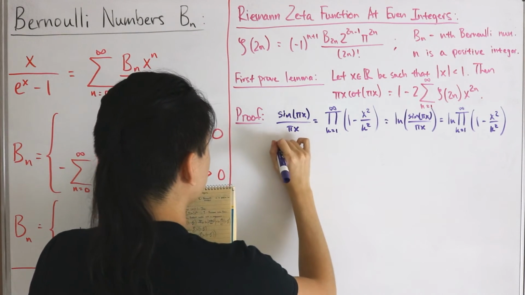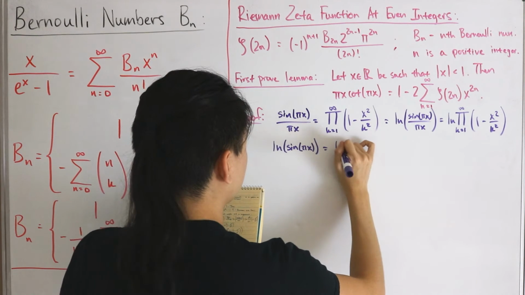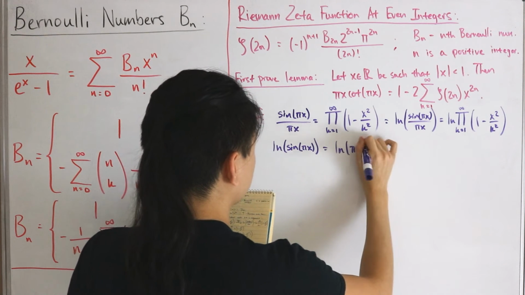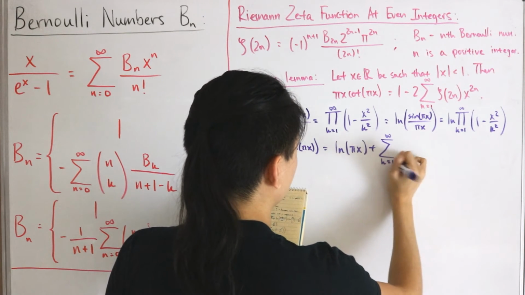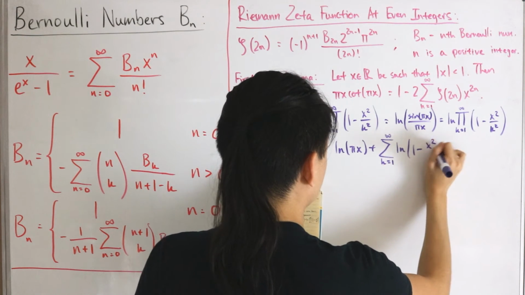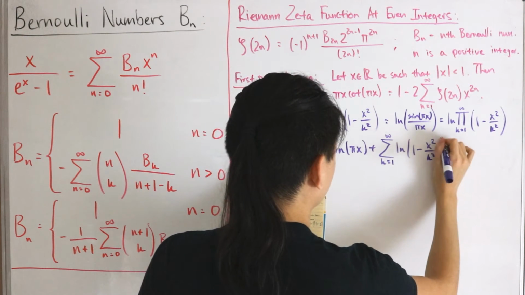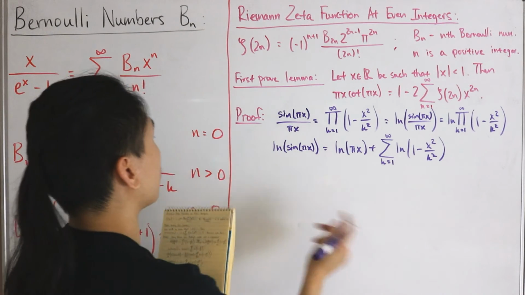So putting this all together, so I have the natural log of sine of pi x is going to equal to the natural log of pi x. And then add this with the infinite sum, then k is equal to 1 of the natural log of 1 minus x squared divided by k squared. And so with this in mind, so what we'll do is let's actually take the derivative of both sides.